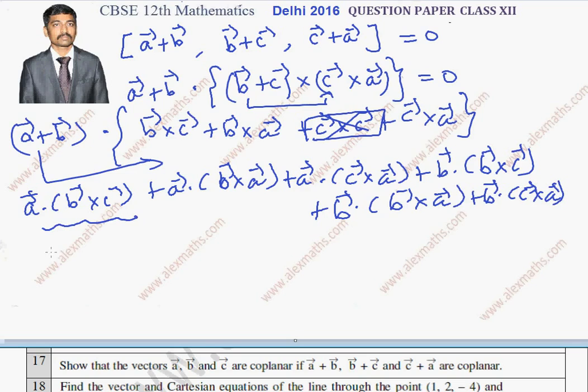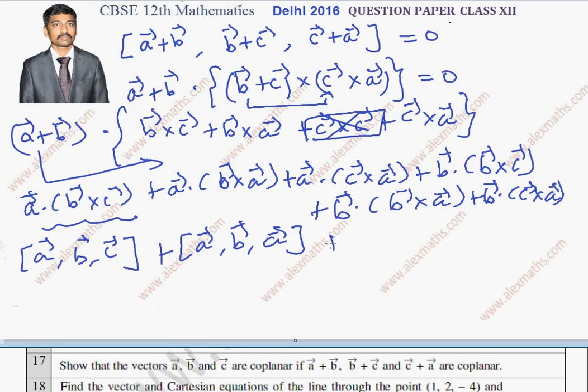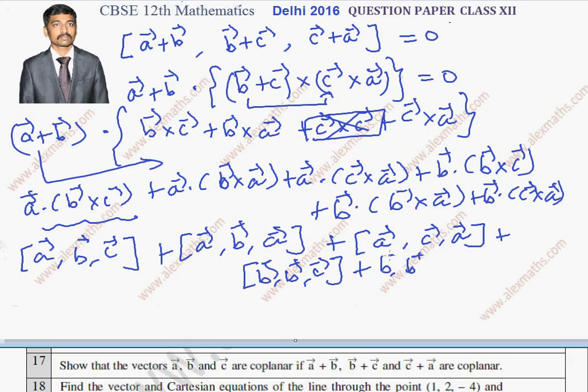Now again we can use a box product, that is a comma b comma c scalar triple product, when it is connected with one dot and cross. Here it is a comma b comma a. Then the third is a comma c comma a. Then b comma b comma c. Then b comma b comma a. Then b comma c comma a.